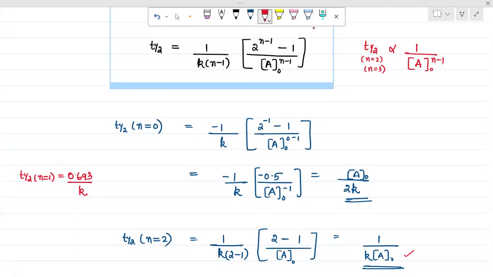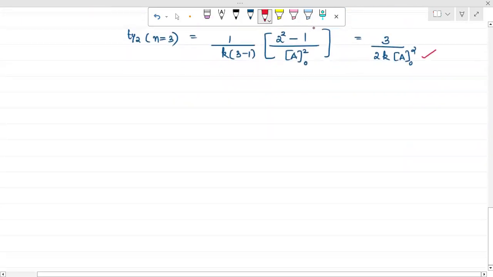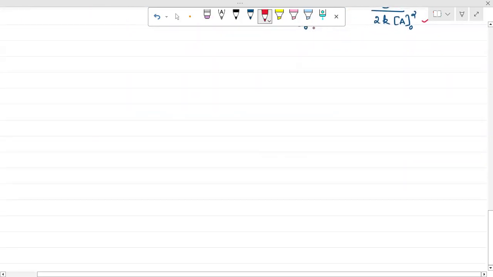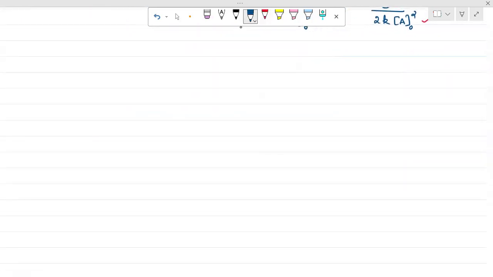Okay, so with that, we wind up the kinetics of nth order reaction. Next heading, pseudo order reactions. Please note down the heading. Pseudo order reactions. Very easy.